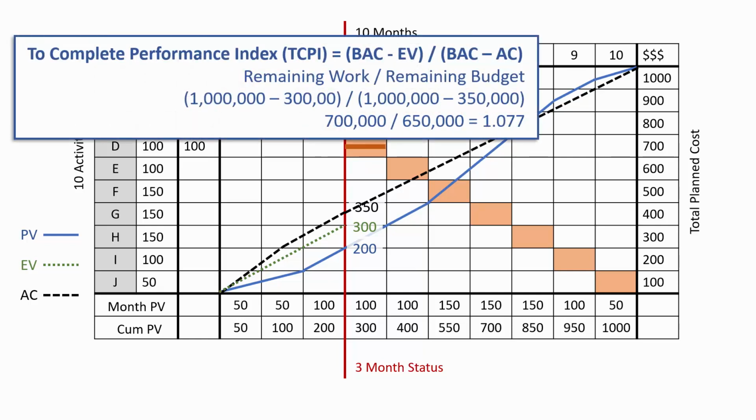The to complete performance index shows the CPI we'll need for the rest of the project to hit our BAC target. This is the formula for the TCPI. BAC minus earned value is the remaining work. BAC minus actual cost is the remaining cost. Divide the remaining work by the remaining cost, and you see how productive the team needs to be. From here on, if the team can be just a little more productive than all the original estimates, they can hit that original planned value of $1 million.